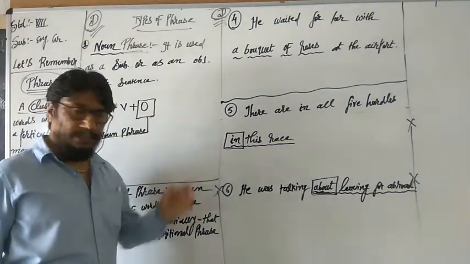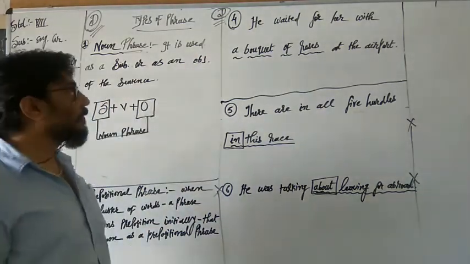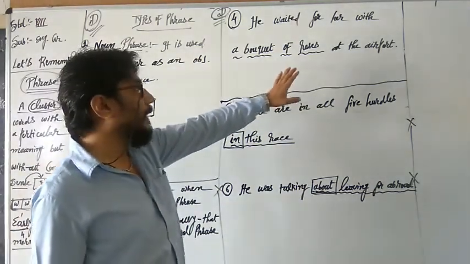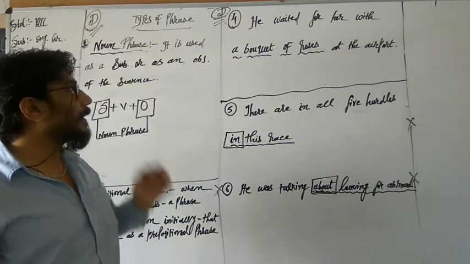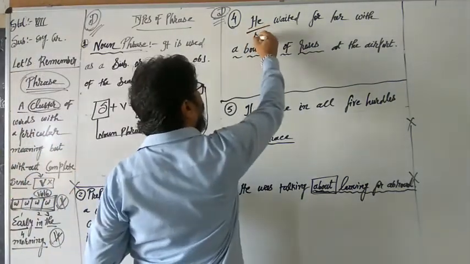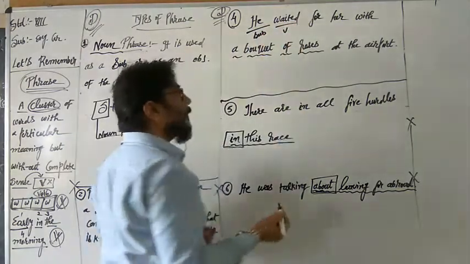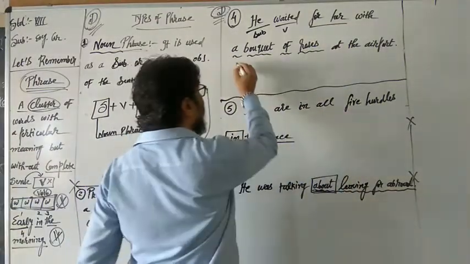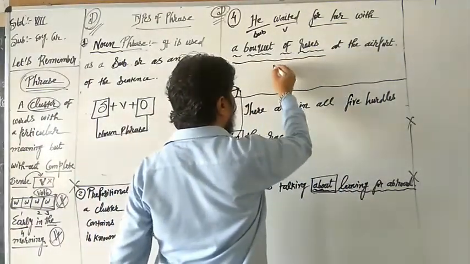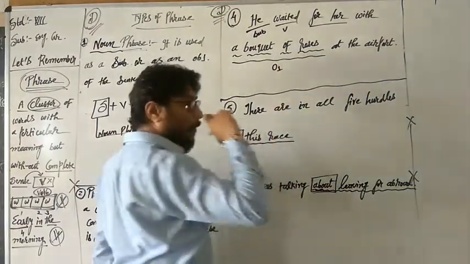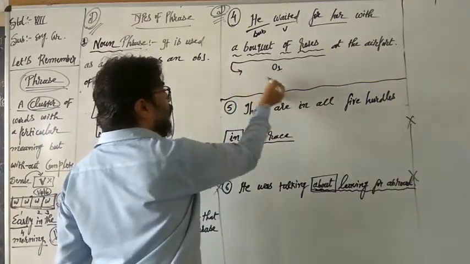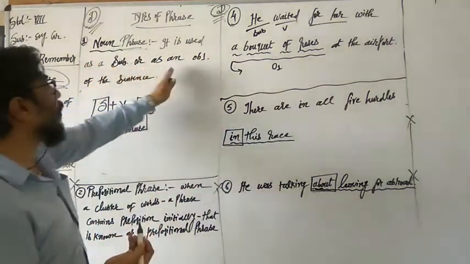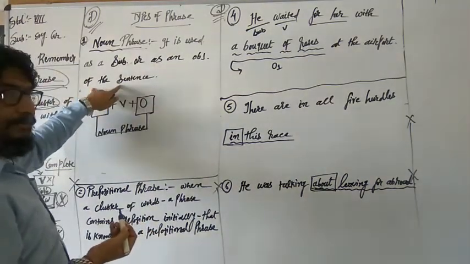Now we'll move ahead to the next. Next means the fourth sentence: He waited for her with a bouquet of roses at the airport. You see here, he waited. Think about this: he is the subject, waited for her. Her is equal to... with what? With what is equal to a bouquet of roses, that indicates a connection with a noun. If it is used in place of a noun, naturally this is a noun phrase. Why is it so? Because it is used as a subject or as an object of the sentence.